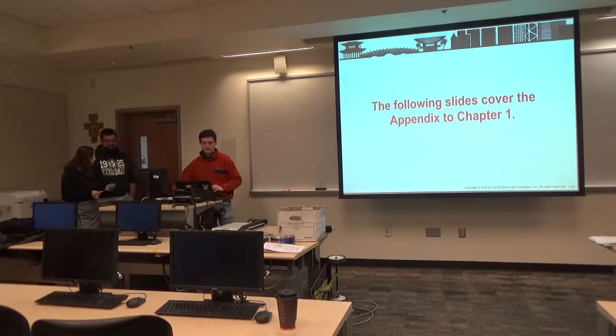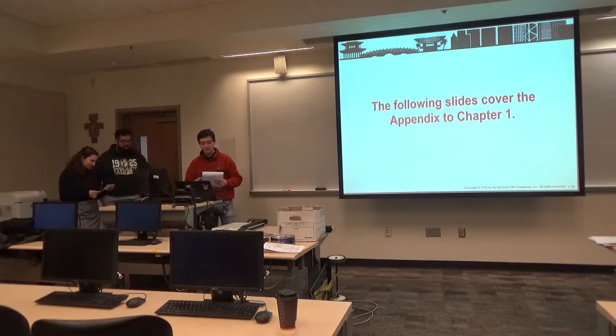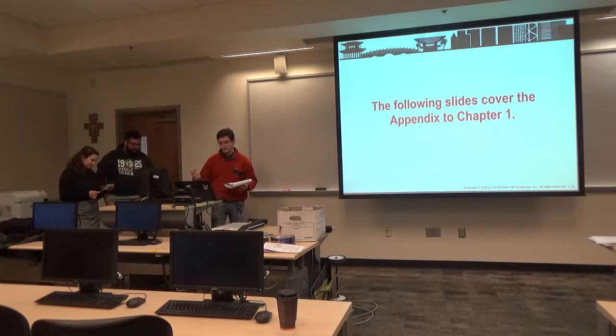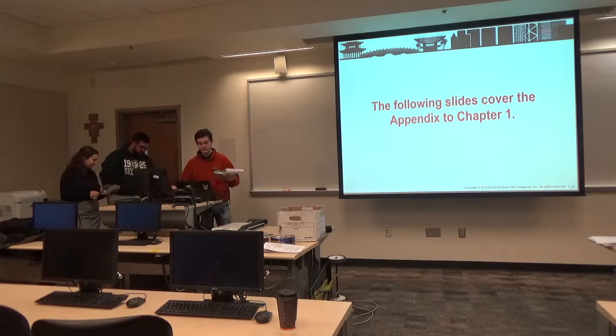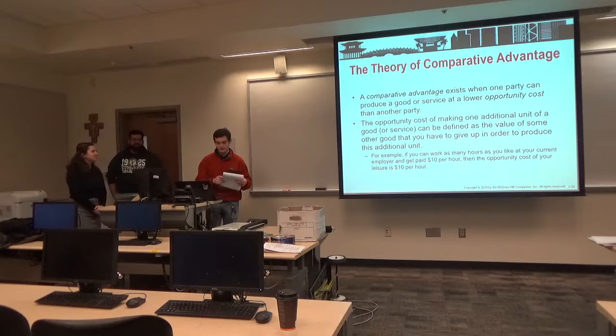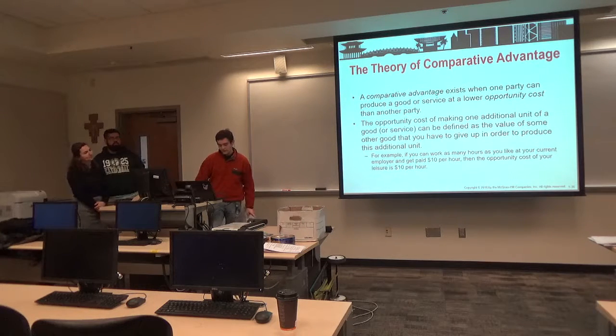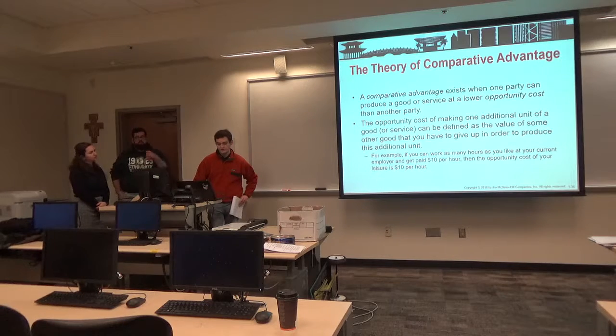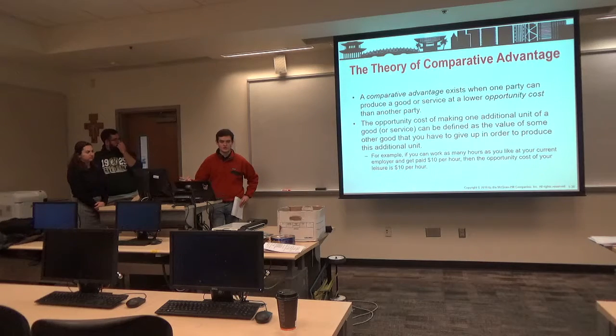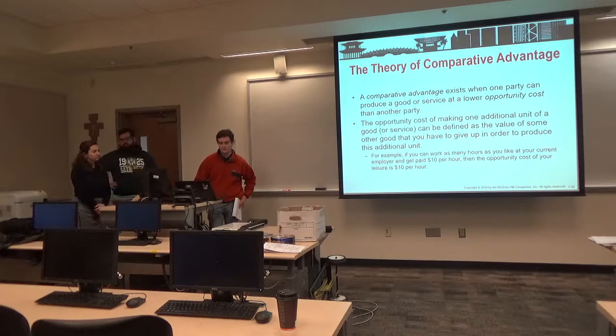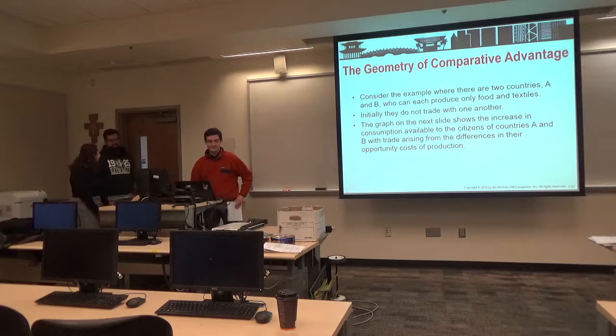So we're going to look at an example of comparative advantage with country A and country B, and they're going to make food and textiles. Comparative advantage exists when one party can produce a good or service at a lower opportunity cost. The opportunity cost of making one additional unit of a good or service can be defined as the value of some other good that you have to give up in order to produce this additional unit. So we're going to look at the example.